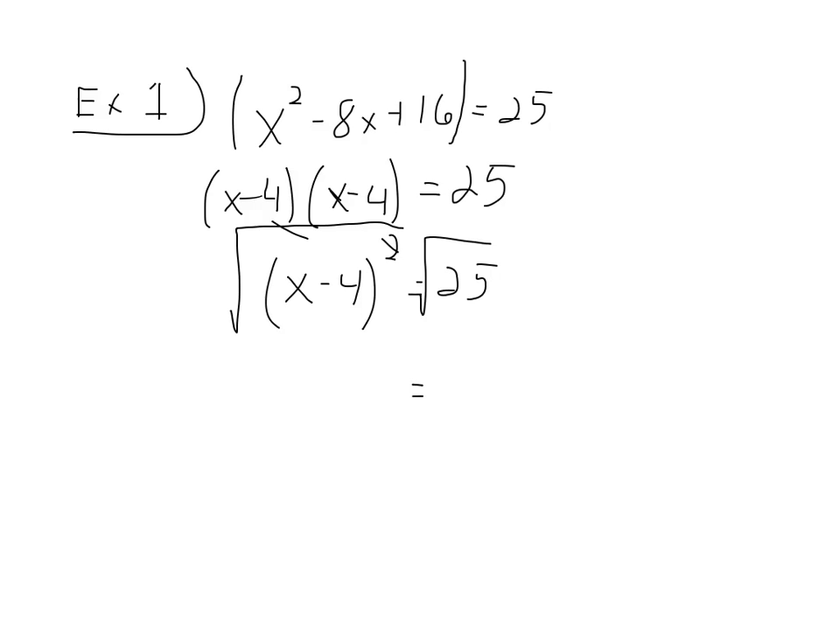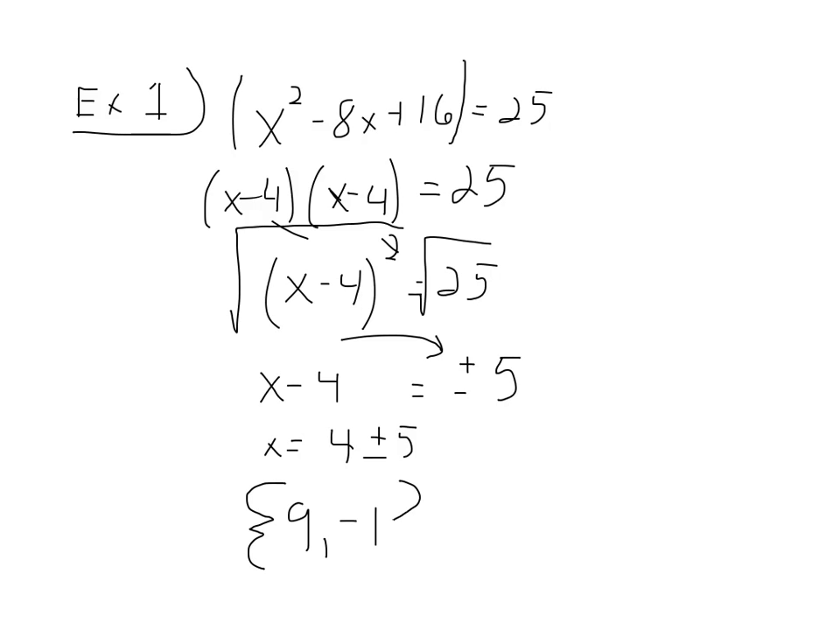Do not forget this. I've seen a lot of you do it. You need the plus or minus 5. And then we have the x minus 4. So then we take that to the other side, so x is equal to a positive 4 plus or minus 5. So our answer is 4 plus 5 would be 9, and 4 minus 5 would be negative 1.